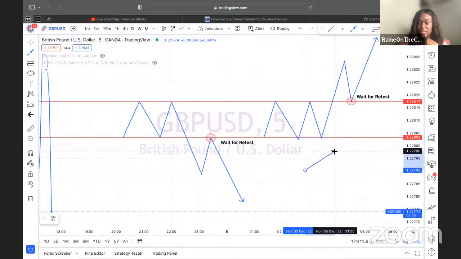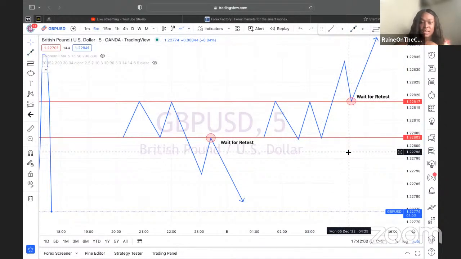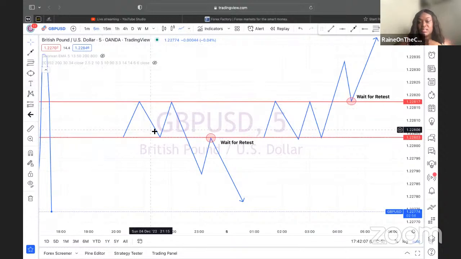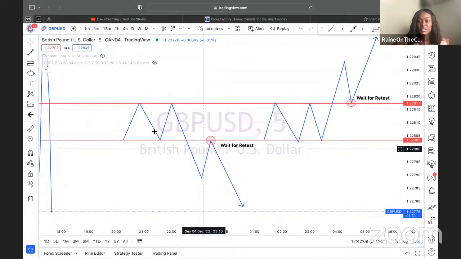Is that clear for everybody? Yes. Okay, so the retest also can be called the pullback. But yeah, those are just some basics for trading. I'll stop here. And does anybody have any questions based on what you've seen? Yes, I have one. Okay.